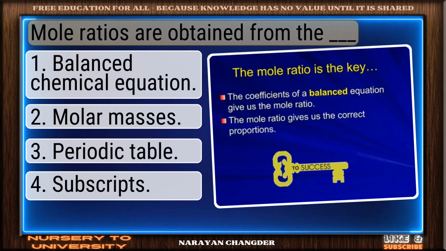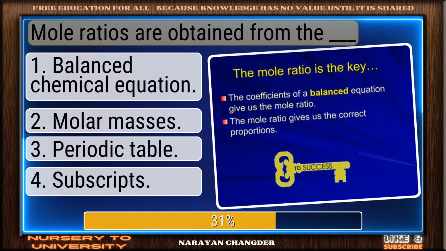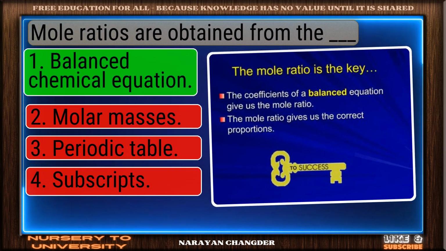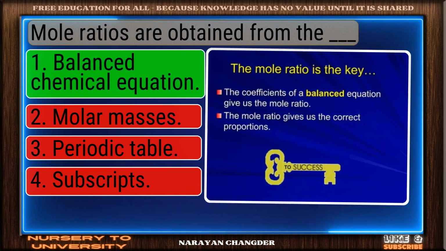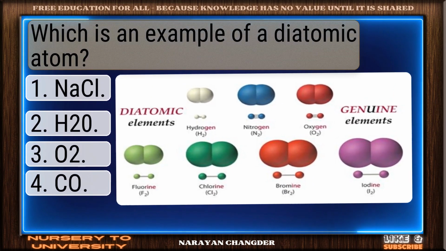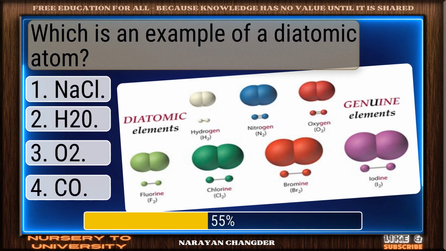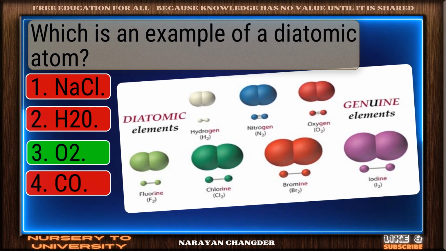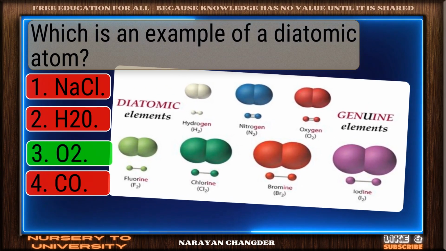Mole ratios are obtained from the... You got it. Your choice, balanced chemical equation, is right. Which is an example of a diatomic atom? Exactly. O2 makes sense and it is the right choice.